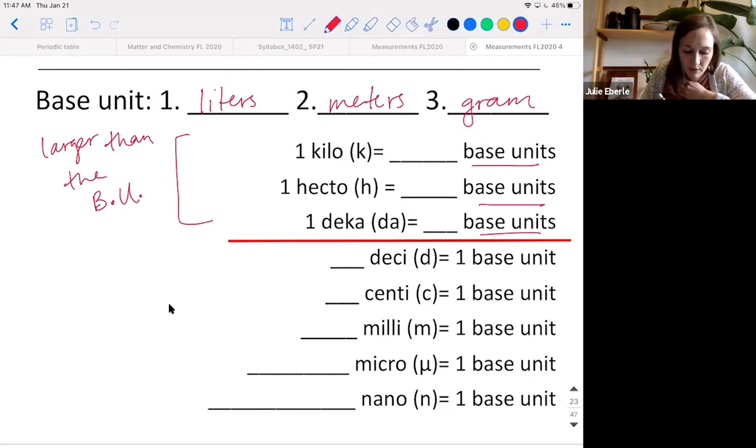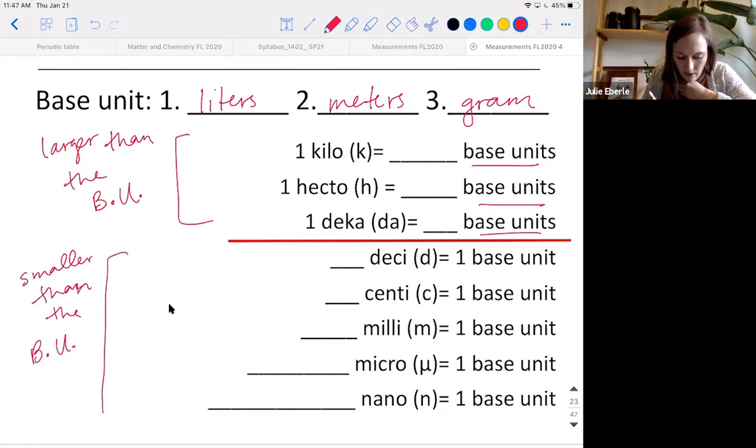And then the ones on the bottom underneath the red line, these are smaller than the base unit. Okay, if you put these prefixes, now you have a quantity that's smaller. So let's fill in these blanks to look at the relationship between the prefix and the base unit.